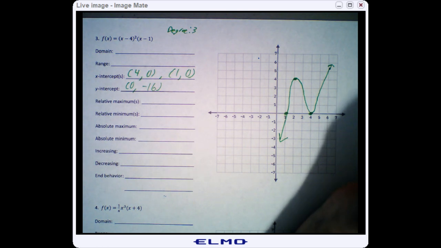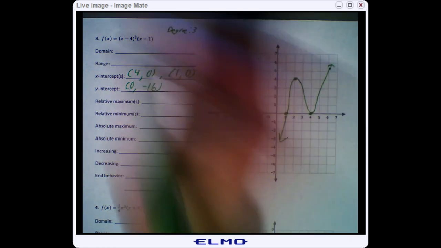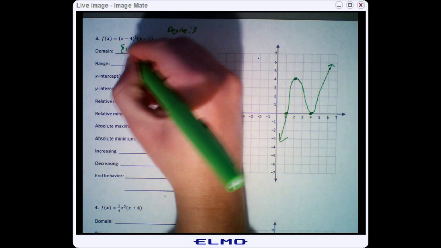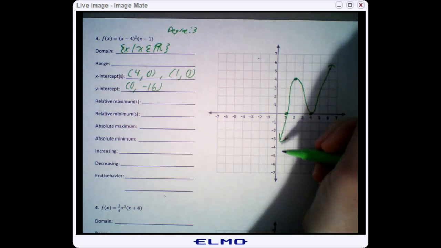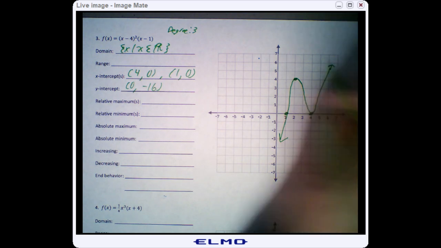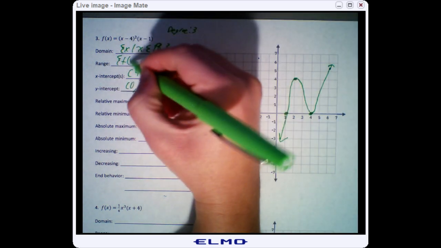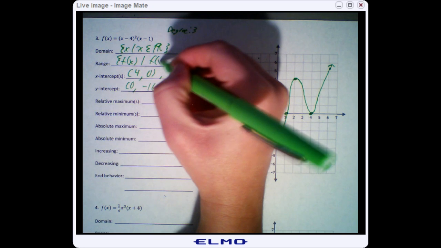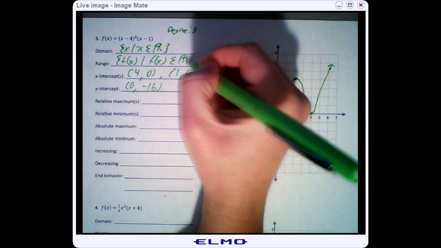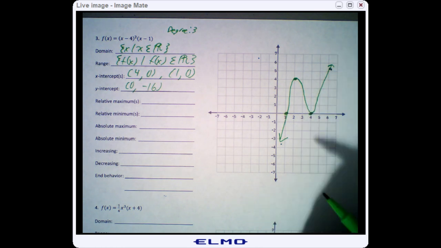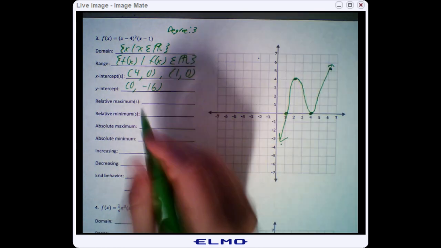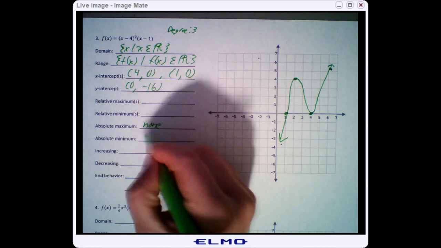So when I look at my graph, I know my domain is going to be {x | x ∈ ℝ}, an element of all the real numbers. I can go left forever, and I can go right forever. I know my range, {f(x) | f(x) ∈ ℝ}, is all the real numbers because I'm going down forever and up forever. Because I go down and up forever, I know I will not have an absolute max or an absolute min.